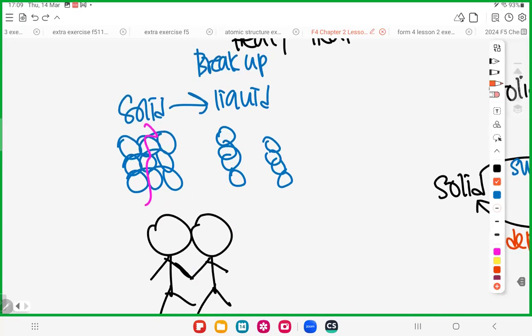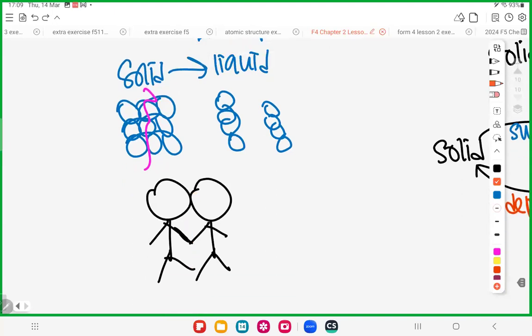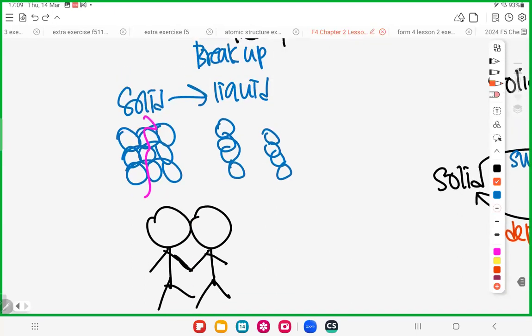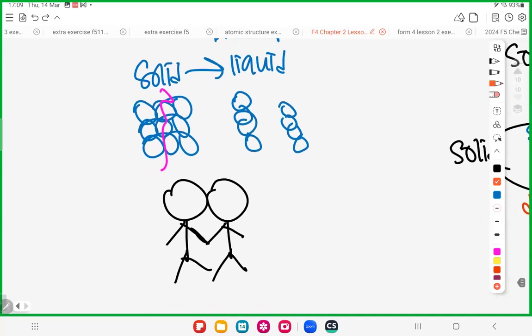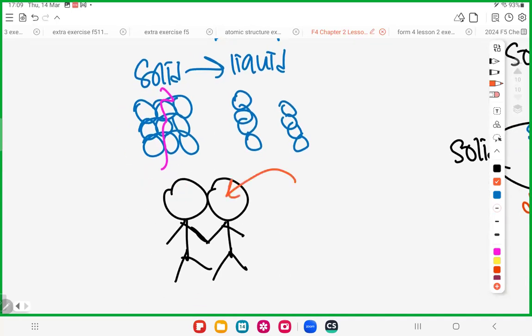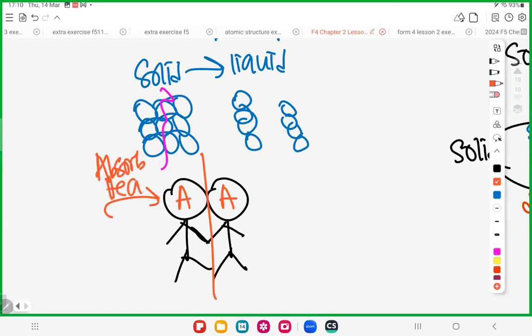Why they want to absorb the heat? Because they break up because they don't like each other. They are angry. So how to become angry? Absorb the heat, make you become angry. Absorb the heat, become angry. You angry, I angry, we broke up. So how they become angry? They absorb the heat. Yeah, same thing.